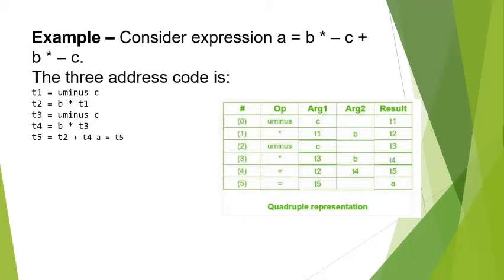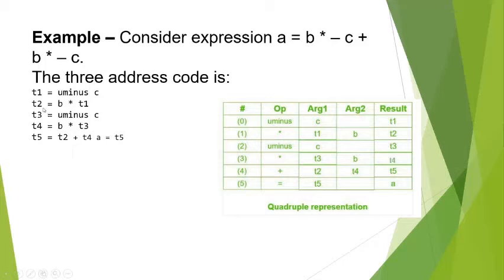So next we are going to discuss one example for this quadruple representation. Consider this 3-address code. As I had told already, this quadruple representation consists of 4 parts: OP, argument 1, argument 2 and result. So first consider the first 3-address code: T1 is equal to unary minus C. Here unary minus is the operator, so you have to place it in the operator part, and C is the argument 1, so you have to place it in argument 1. There is no argument 2, so you do not write anything there, and the result is stored in T1, so in the result part you have to write T1.